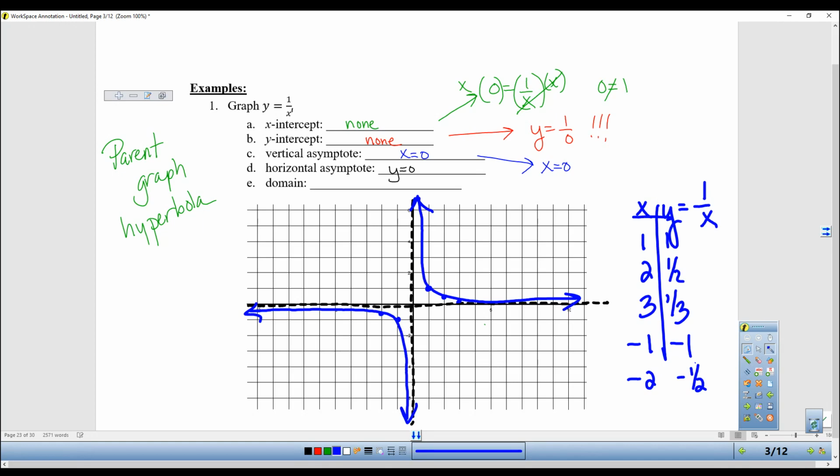Remember that domain always happens in 2 instances, if there's a radical or if there's a denominator. So since there's a denominator, you have to ask yourself, what can't x be? X is not equal to 0. It will always be related to the vertical asymptote. The vertical asymptote literally tells you what the domain is. So the vertical asymptote is x equals 0, because that's the equation of that vertical line. The domain is saying, what can't x be? X can't be 0. So there's the parent graph. We'll keep going.